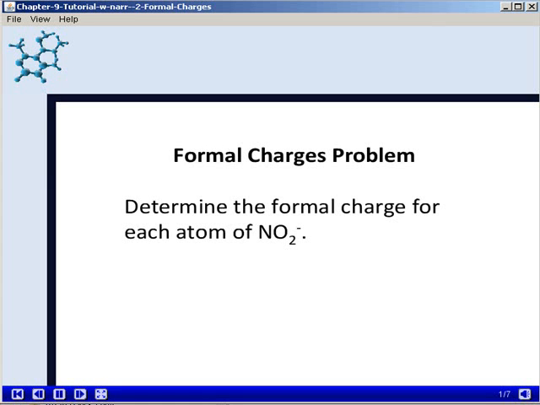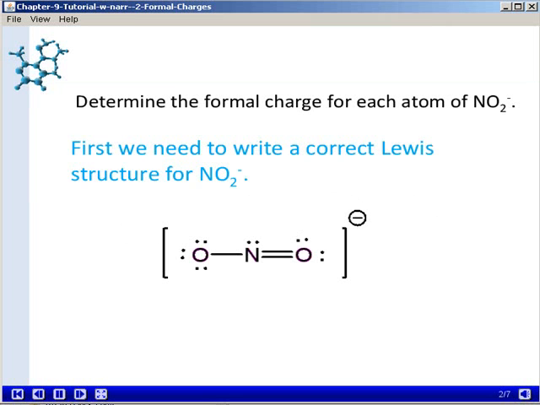Determine the formal charge for each atom of a nitrite ion, NO2 with a -1 charge. First, we'll need to have a correct Lewis dot structure for this ion to work with, and we can see that that has a single and a double bond to the central nitrogen atom and a lone pair of electrons on the nitrogen atom.